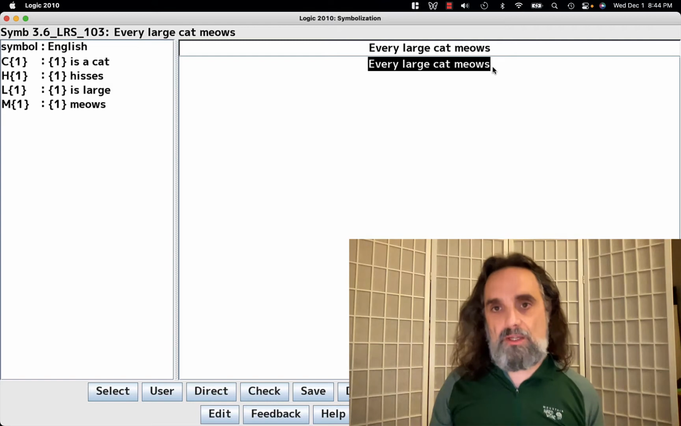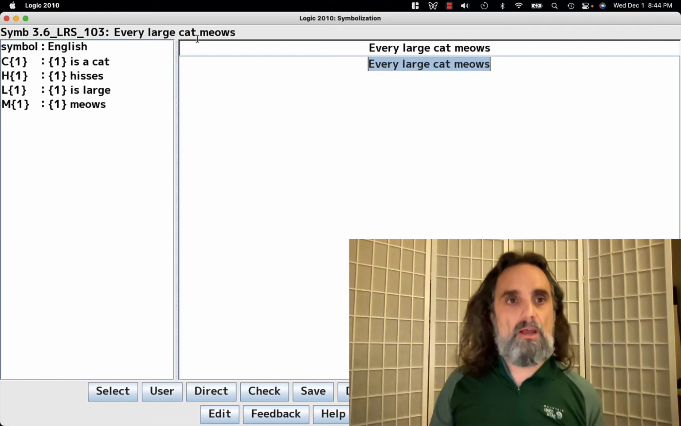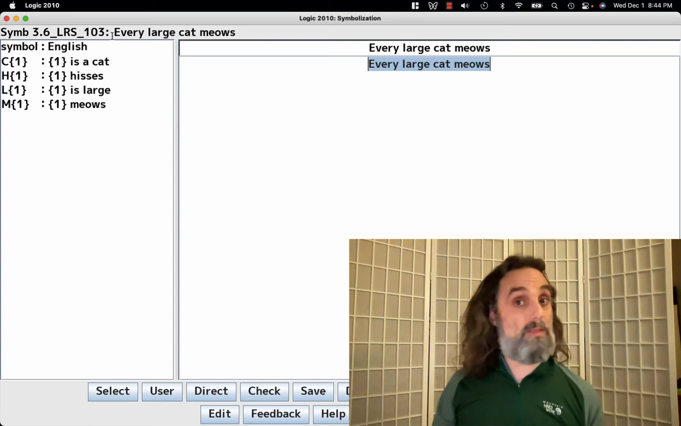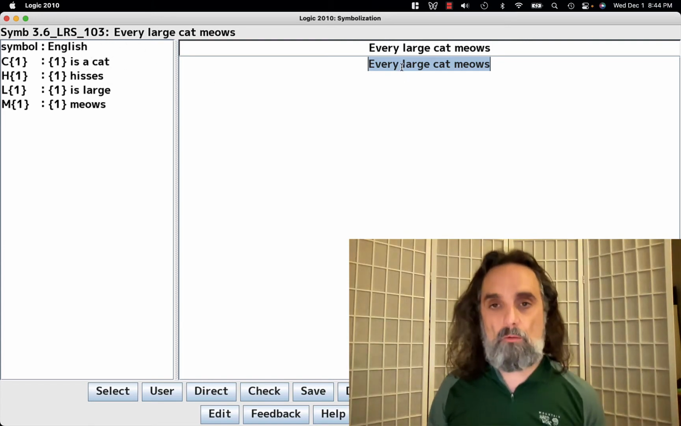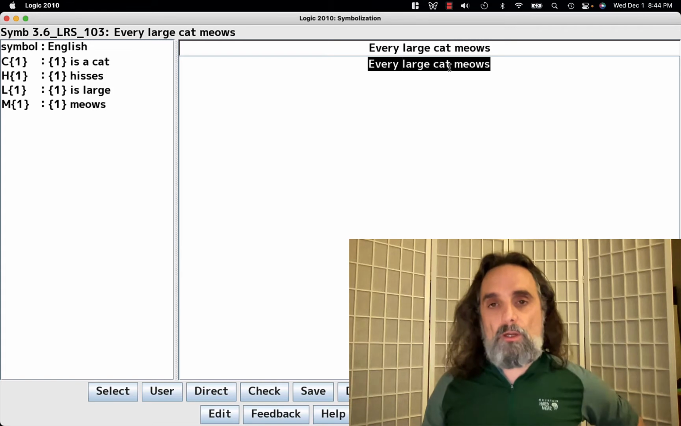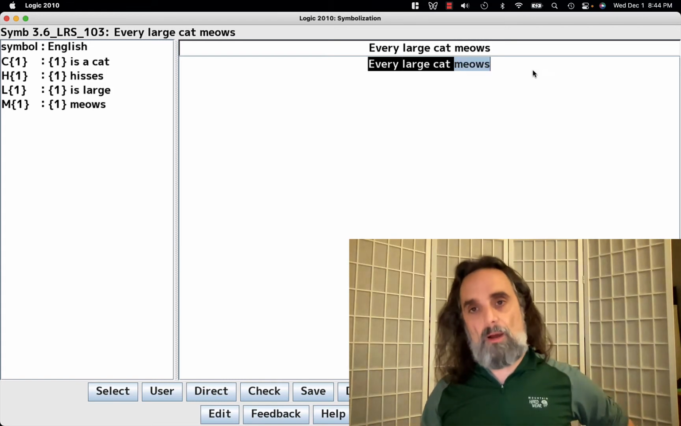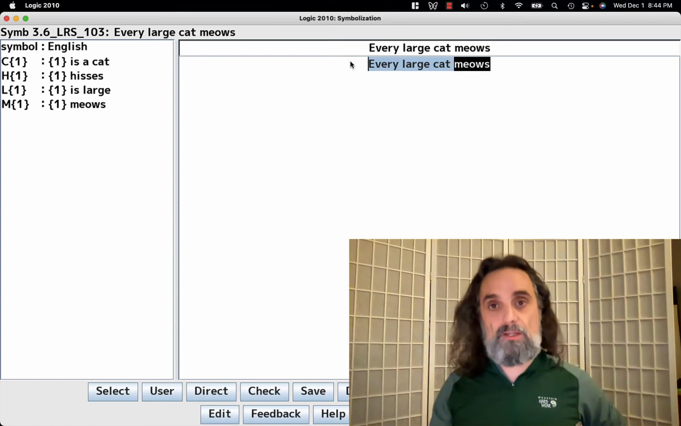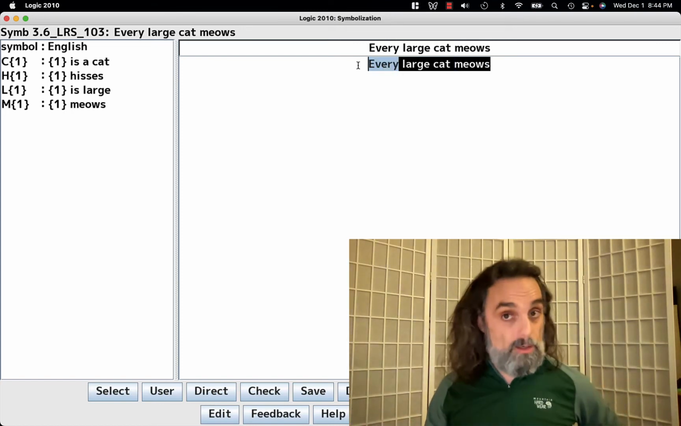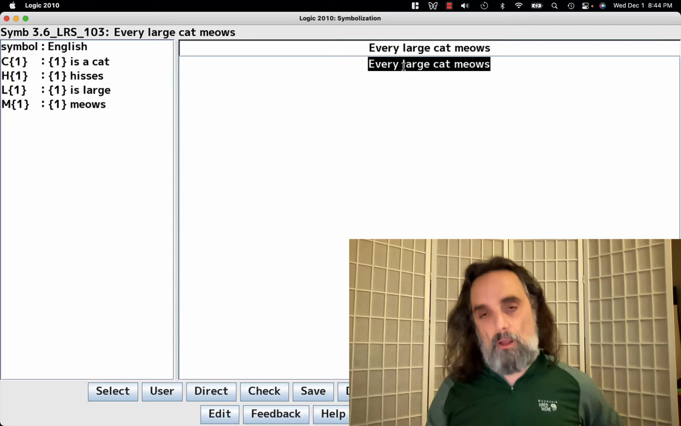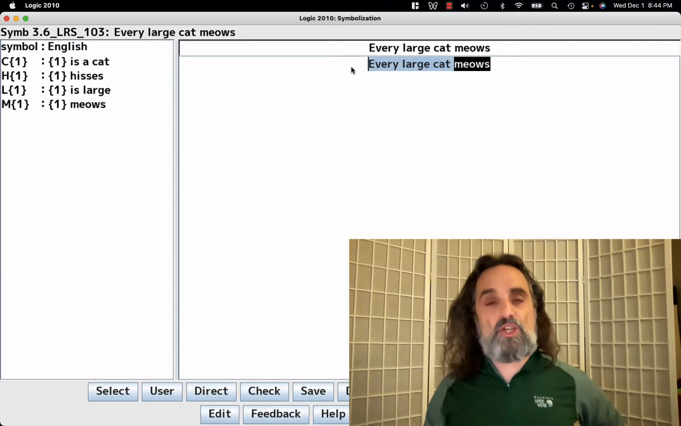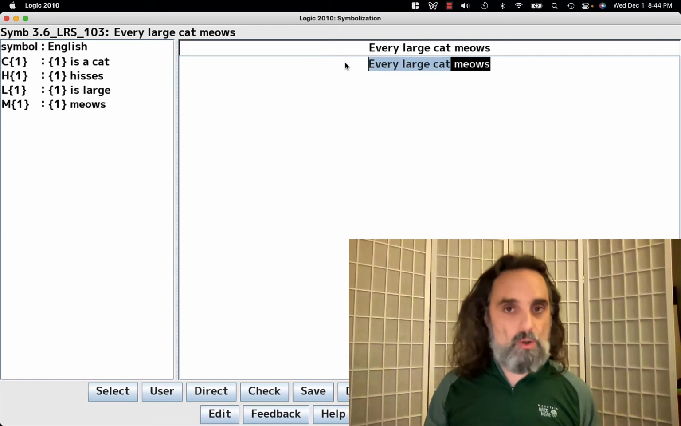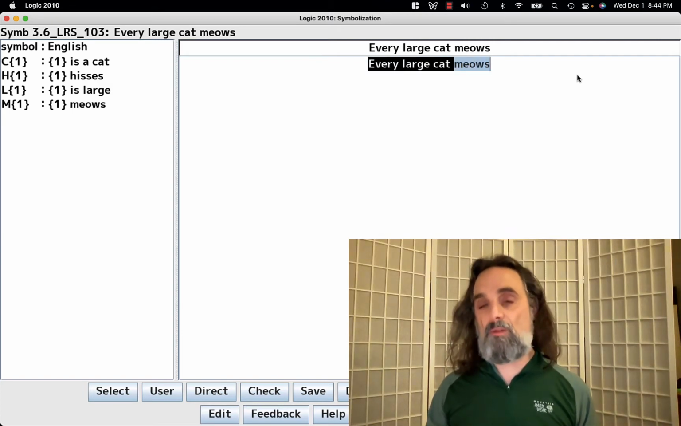So let's look at this sentence. We have every large cat meows. This is LR 3.6, LRS 103. So you can find that in the module if you want to follow along, which would probably be a good idea. If we look at this sentence, we see it's got two parts. It's got meows, that's the verb, and then every large cat, that's the quantifier phrase. And every is our quantity word, our quantifier, which hooks up with large cat. So every large cat is a unit made up of every attached to large cat, and then this whole thing, every large cat, hooks up with meows.